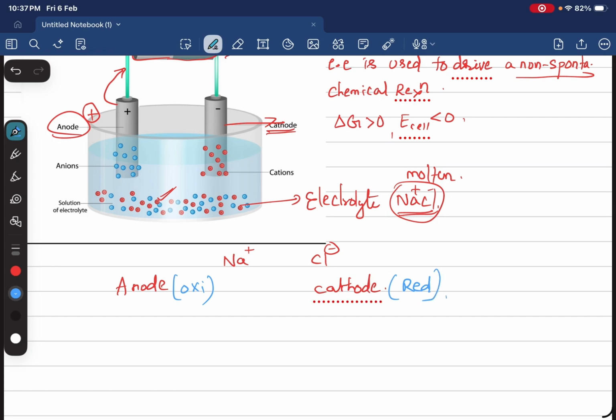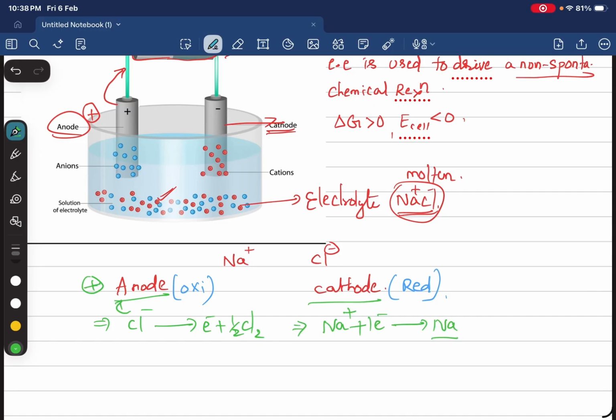So here at the anode, Cl minus loses an electron and becomes half Cl2. This will be deposited over the anode, because the anode is positively charged and Cl is a minus ion, so it will go and deposit over the anode. Coming to the cathode, Na plus accepts one electron and becomes sodium, meaning it deposits over the cathode as sodium. That's how this process is going to happen.